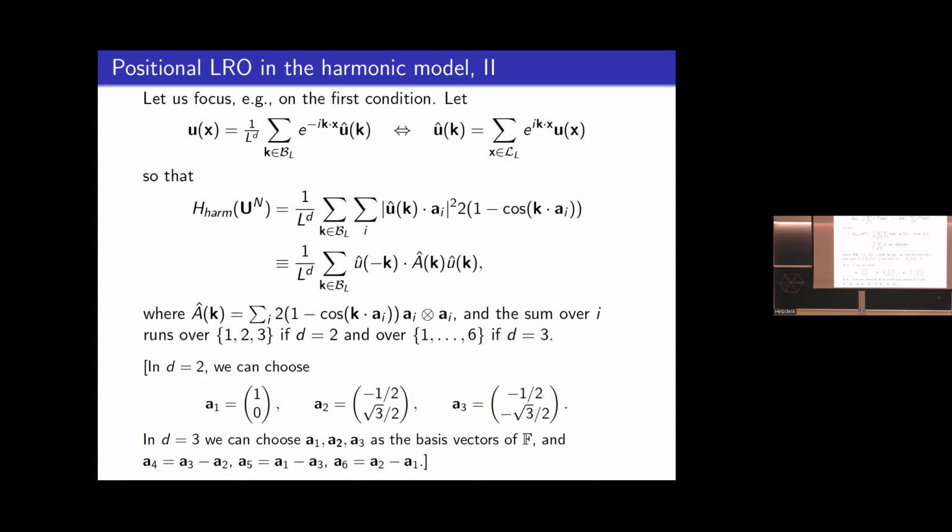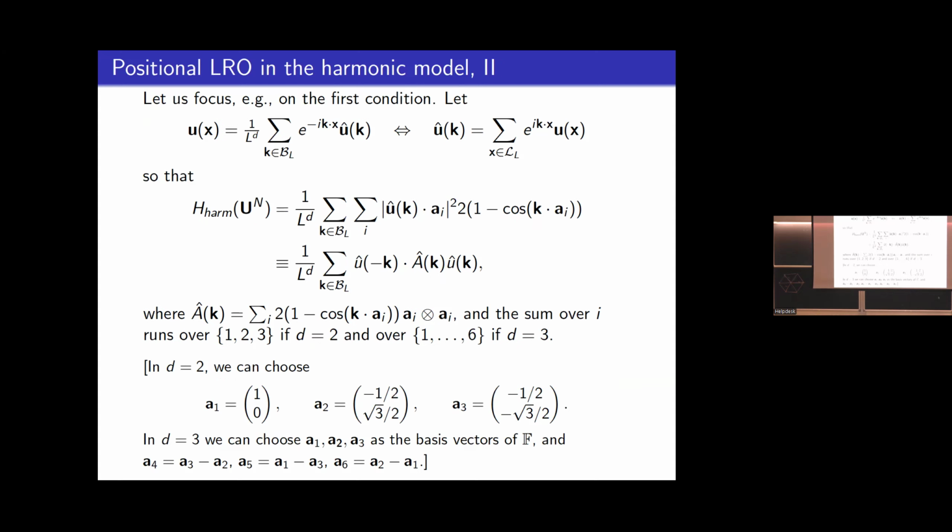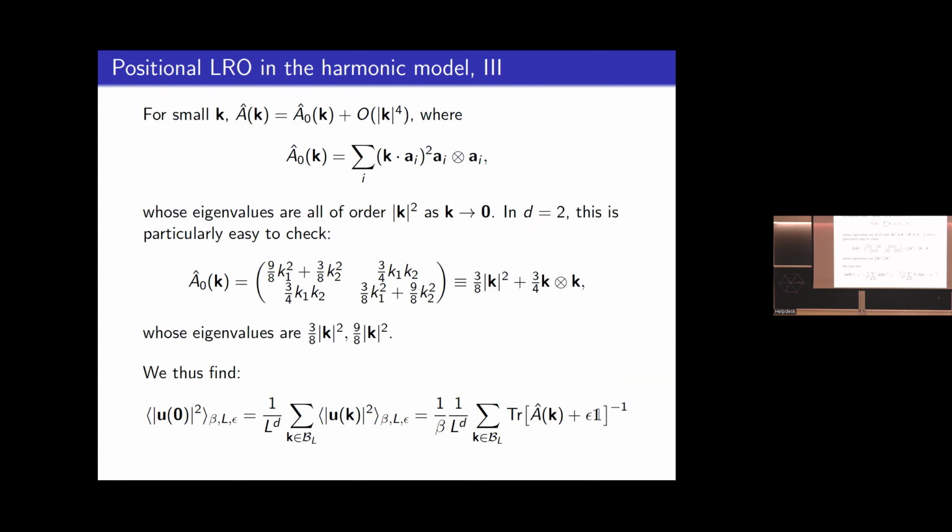Okay, so if you want to understand what's the behavior of A hat of k at low k, you can do the following. You expand the cosine, so you write A hat as a term that is k squared plus a term that is k to the 4th. The term that is proportional to k squared is just this one, and it's easy to check that the eigenvalues are all of order k squared as k goes to 0. So this is again a computation, an exercise. If you never did it, I invite you to do it. You just write down things.